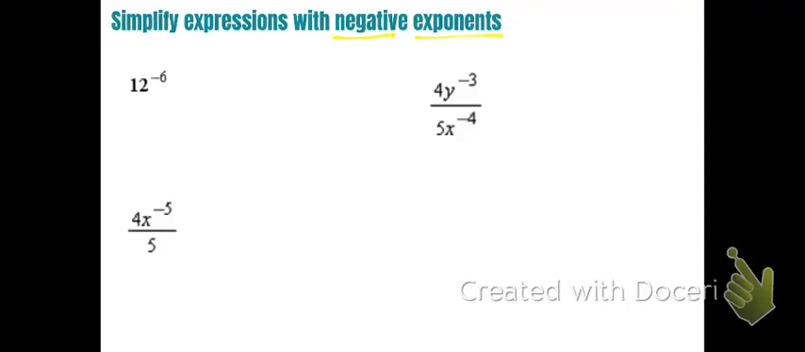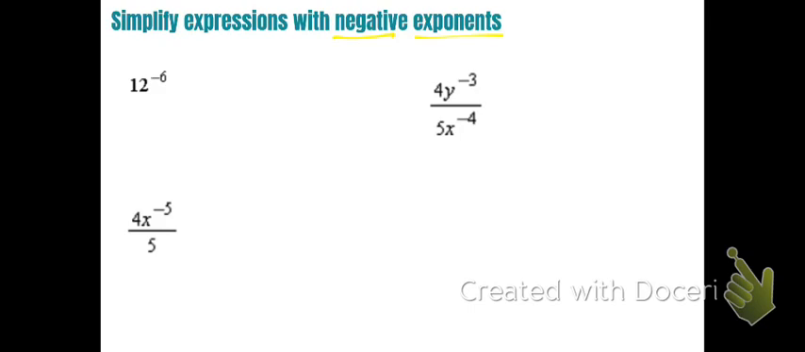Here we're going to go over 3 examples of simplifying expressions with negative exponents. And all you simply do is change that exponent to positive, and then if it is in the numerator, you move it down to the denominator. And if it was in the denominator, you move it up to the numerator.